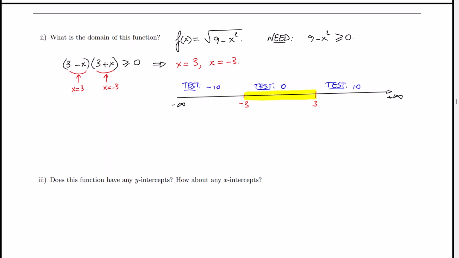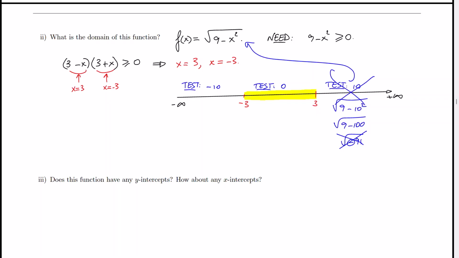Okay, so if I try to do the same test on 10, if I plug 10 into the original function, what will happen is I'll end up with 9 minus 10 squared. This will be 9 minus 100, and that's going to be the square root of some random number, in this case -91. Who cares about the actual number? Just the fact that there's a minus inside, that tells me that this is not a real answer. It's going to be an imaginary solution. So that tells me that I should not take the third interval.